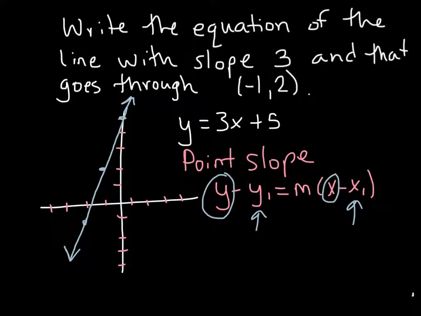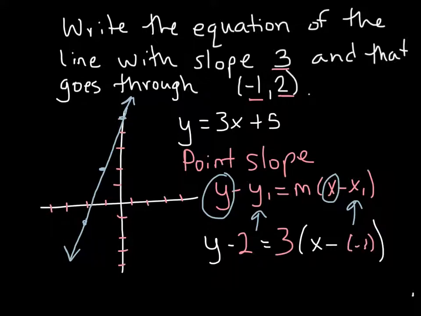And so if I was going to use this form to derive the equation of this line, I would say, okay, y minus the y value of my point, which is 2, so y minus 2, equals m, which happens to be 3, times x minus the x value of my point, so -1. And as you know, x minus -1 is the same thing as x plus 1. So I'm going to simplify this to y minus 2 equals 3 times x plus 1. Now I've actually accomplished the goal. This is the equation of the line.